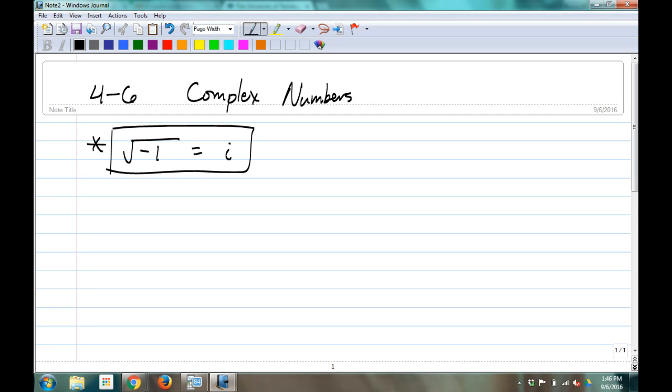Yes, it can. The graphing calculator can simplify the i's, but it won't simplify the radical part.